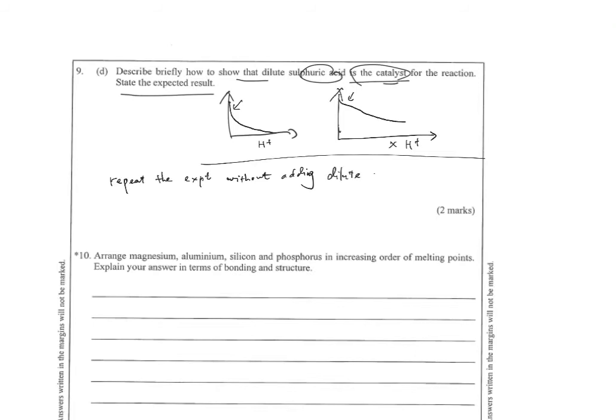Maybe like this, very, very low. Can you see that? The slope, which one's steeper? The steeper, the higher the initial rate, right? So this one is supposed to be with acid, this one with no acid. So by comparing these two diagrams, you know. Then how do we show that? You just repeat the experiment without adding the catalyst, which is the dilute sulfuric acid.